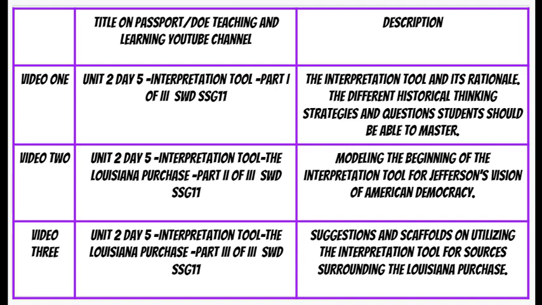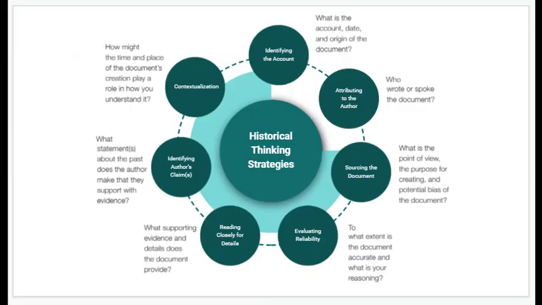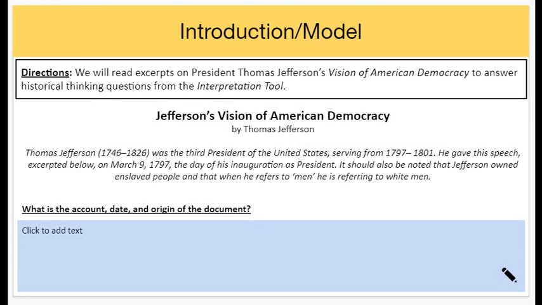And we're going to do that with a source called Jefferson's Vision of American Democracy. Now remember, we're looking at historical thinking strategies that we spoke about last video. We're going to look at the beginning, which in the last video I explained are kind of like the top layer that you're going to need in addition to other strategies. So let's see, this is from the actual lesson in Unit 2, Day 5.